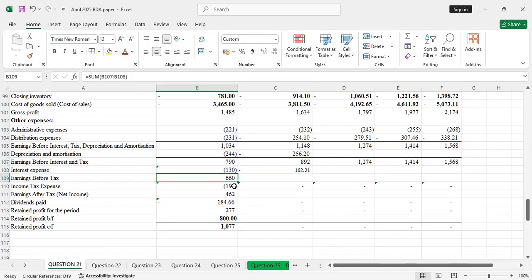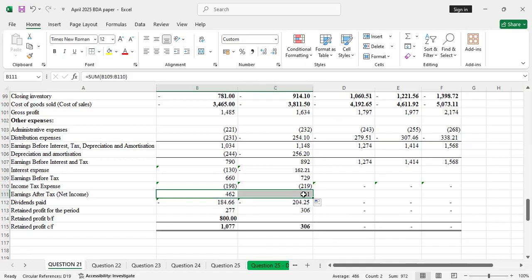So I'll enter, that will be negative. From here, now I can get earning before tax. I'll just drag that. Then you can see income tax expense is already calculated. Then earning after tax, I'll just drag again. I think I just have to drag it up to the end so that it can copy. So we have that. Then dividends paid has already been captured. Then retained profit for the period will be 306.